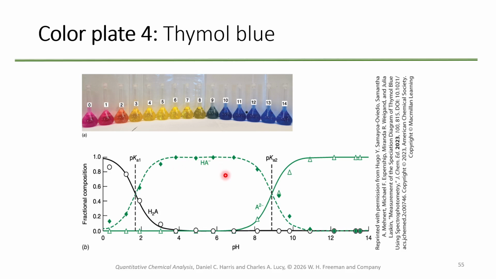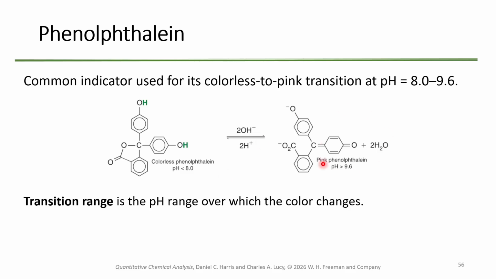That is what an indicator's taking advantage of. You're just looking for places where it's 10-1 ratios. So this is phenolphthalein. It's an indicator that's used for its colorless to pink transitions at pH 8 to 9.6. Your transition range is actually the pH range over which the color changes, in case you're wondering.